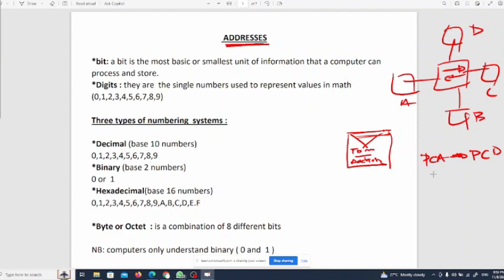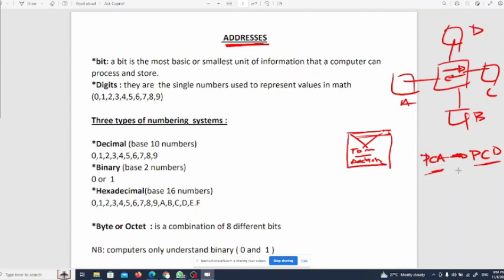But now if PC A here wants to communicate with PC D, PC A needs some information in order to locate where the destination device is. Our destination device here is PC D. So if PC A wants to communicate with PC D, PC A should know the name of PC D and where it is located in this network. It is only at that moment that PC A will be able to send the message to PC D.